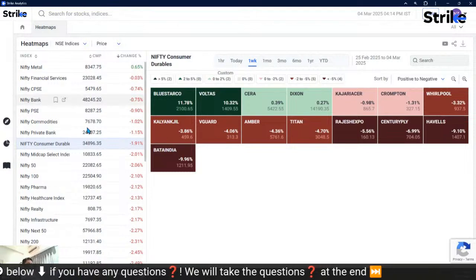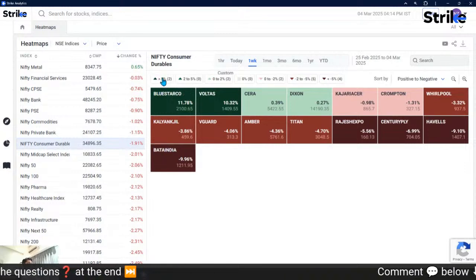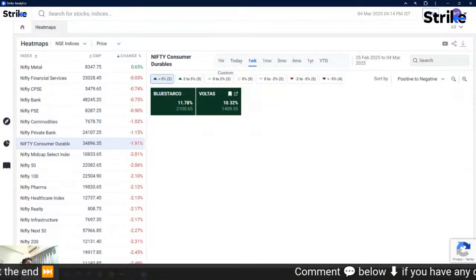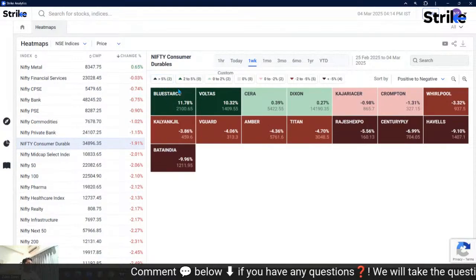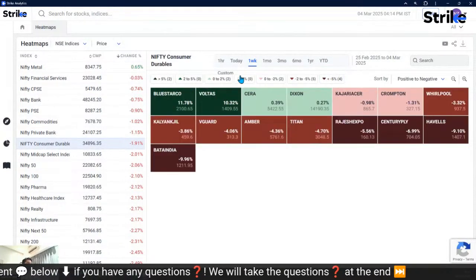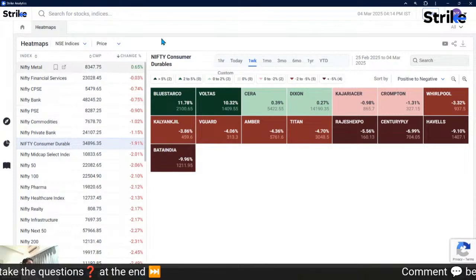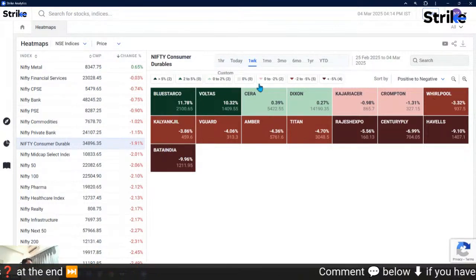Now over here, if you want to look at only the performers, you can just click on this, 5% above. So there are these two stocks, which will be enabled. You click once again and it will go away. Similarly, the underperformers and the neutral ones, there were no neutral, which did not change in terms of percentage. So these are some of the features that you can use.